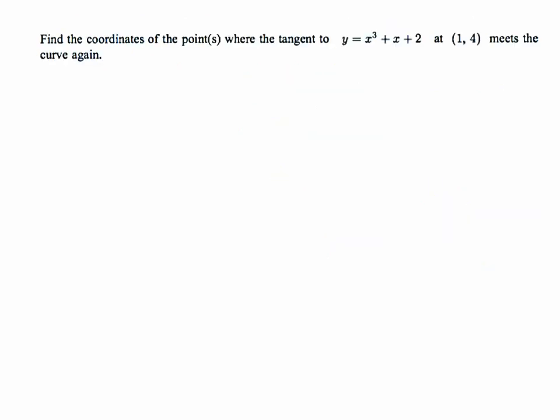Find the coordinates of the points where the tangent to y equals x cubed plus x plus 2 at (1, 4) meets the curve again. So let's say that our graph looked somewhat similar to this. At (1, 4), you'll get a tangent line. And then it's asking, find the coordinate where this tangent line meets the curve again. So maybe it might have 1 more intersection, 2 more intersections, but the idea is finding the equation of this tangent line at (1, 4).